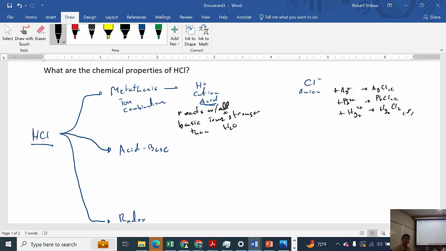Are there any other precipitates? No, it's just silver, lead, and mercury. No gas, no stronger acid to weaker acid. So this is it for metathesis.